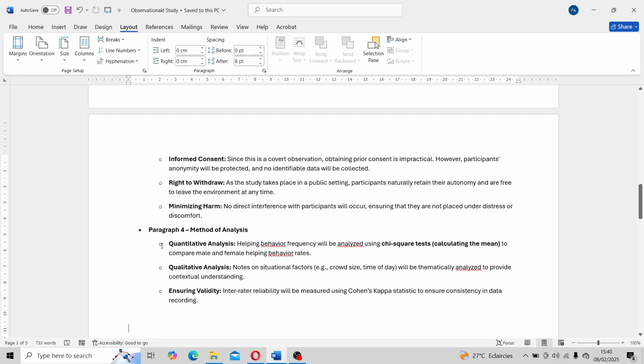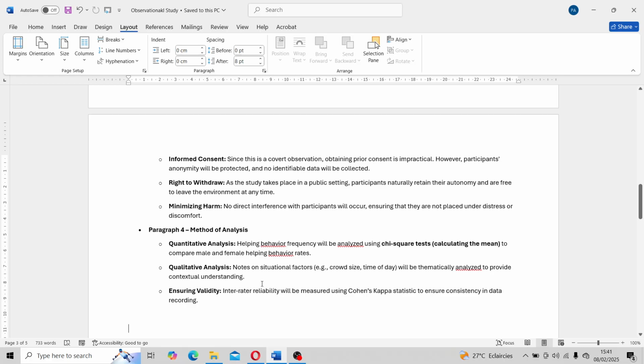Now, quantitative analysis. Helping behavior can be analyzed using a chi-square test. Or you can also talk about calculating the mean number of helping behaviors. That depends on you, depending on your knowledge about these analytical testing terminologies. To compare conditions, you can just record the numbers of help, calculate the mean, and then record it in a table. If you can also memorize certain things like this, it's very good as well.